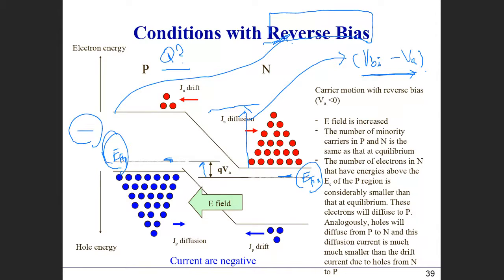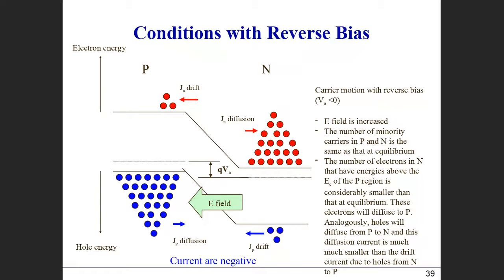So if you look at that case in here, because this barrier is much larger compared to the previous thermal equilibrium, now this diffusion is actually blocked by the high energy barrier. So this effectively reduces the diffusion current for the hole and for the electron. So your diffusion current is going to be substantially decreased in here.